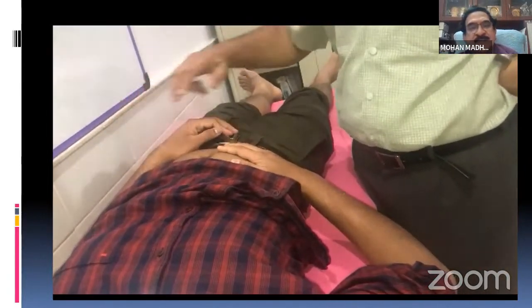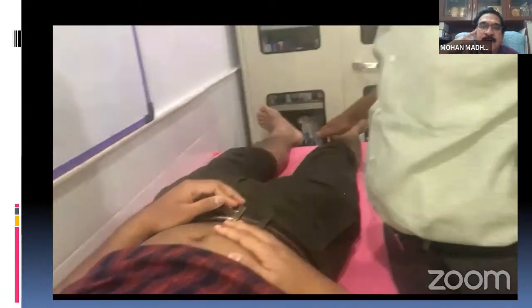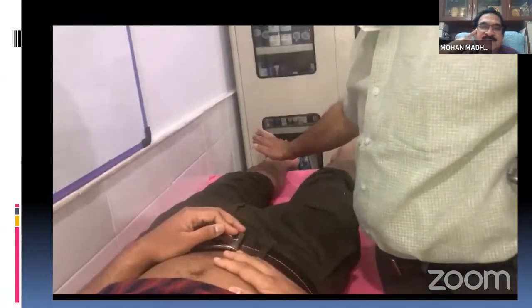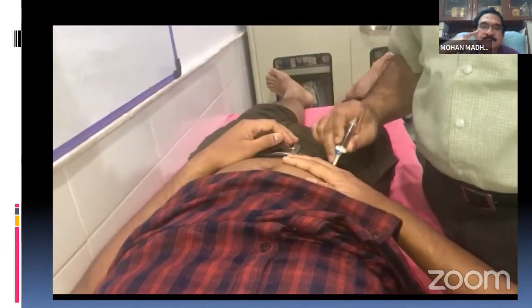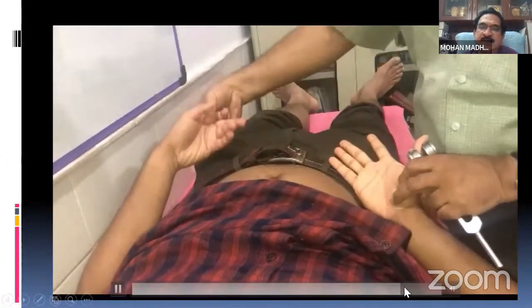Okay. Then the sensory system, in the interest of time, I'll skip that examination. But the sensory examination was normal in both upper and lower limbs, including pain, joint position sense, everything. I'll fast forward a little bit.